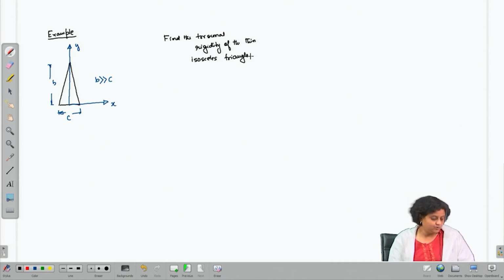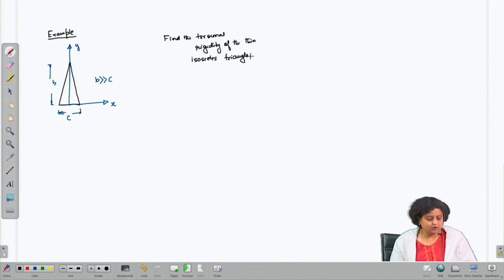So, we need to find the torsional rigidity of the isosceles triangular cross section shown in the figure. Here also the idea of the membrane analogy will be used, and this can also be treated as a thin cross section, because the height of the triangle b is much greater than the base of the triangle c. So, b is much greater than c.